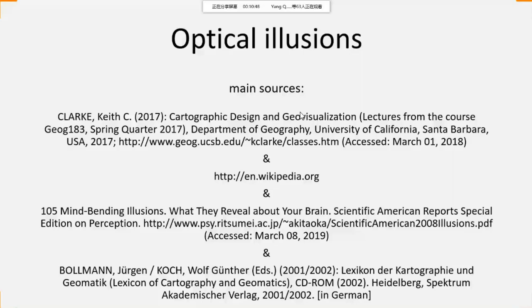I've used several sources here. This work of Clark. I hope these addresses are still correct. And also Wikipedia. And then there are some special sources about illusions that are quite interesting. This one you can also find online, and this one. And the last one is from Germany. It's in German. But I also used some examples from there.